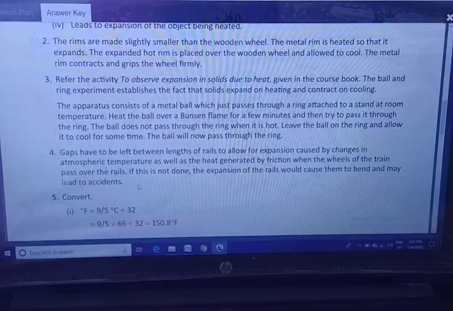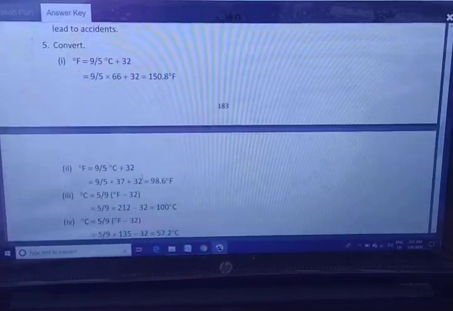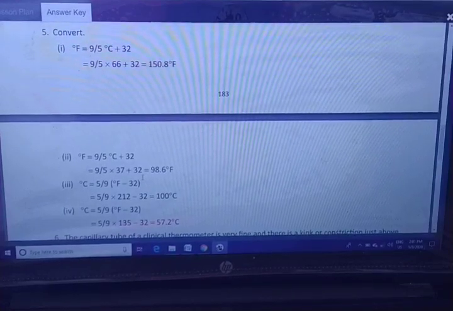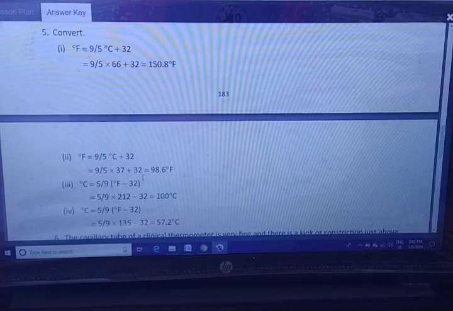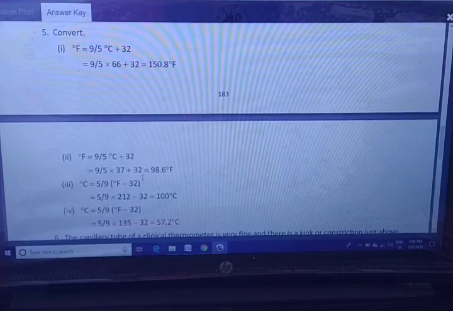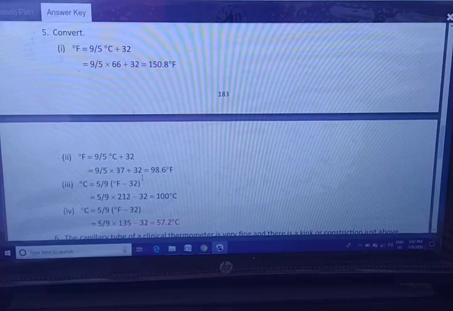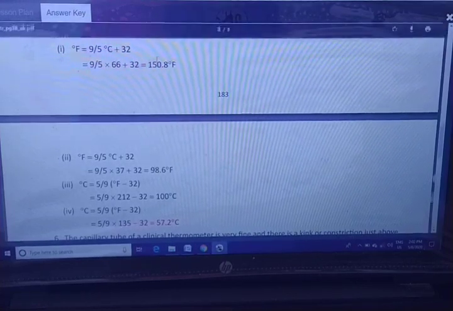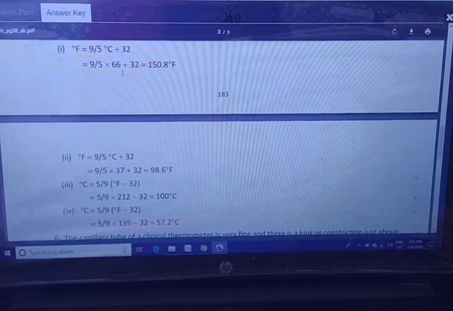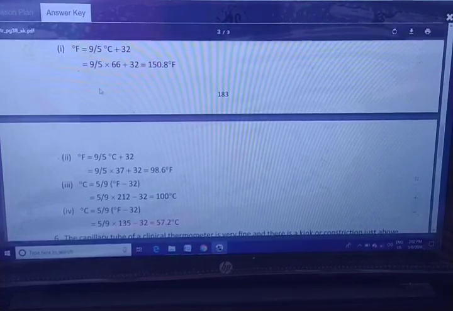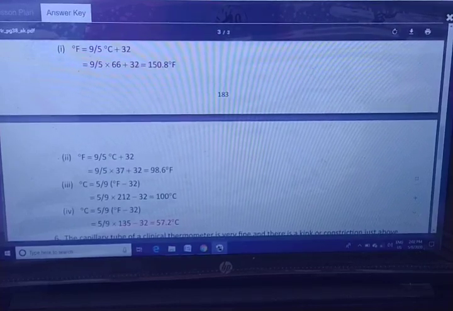How will you convert degree Fahrenheit to Celsius? Very important question. All of you have taken a screenshot of how degree Celsius converts into Fahrenheit and Fahrenheit converts into degree Celsius. Here the first question was 66 degree Celsius to Fahrenheit. So degree Fahrenheit is 9 by 5 degree Celsius plus 32. Instead of degree Celsius I have put 66, and our answer is 9 by 5 into 66 plus 32, which is equal to 150.8 degree Fahrenheit.